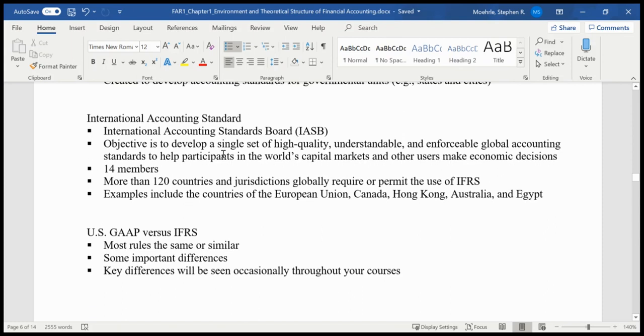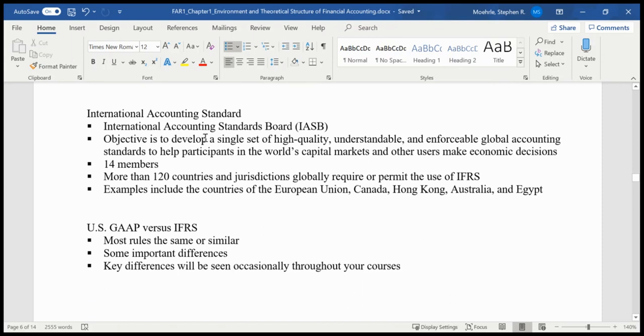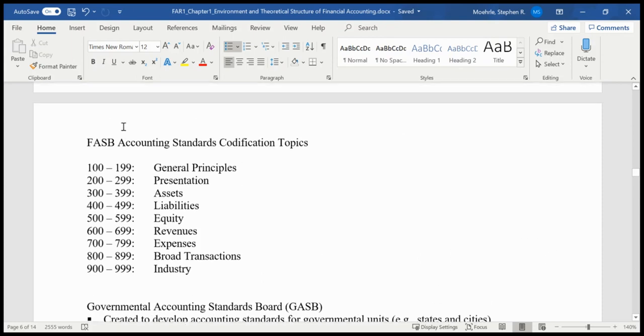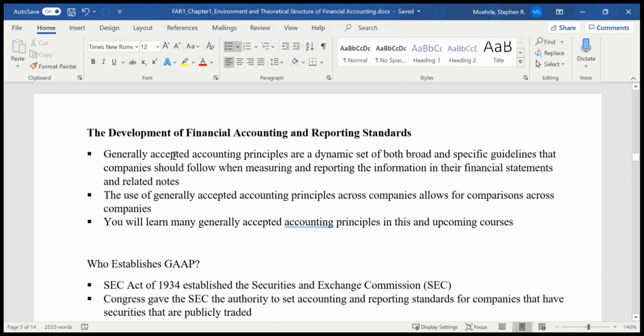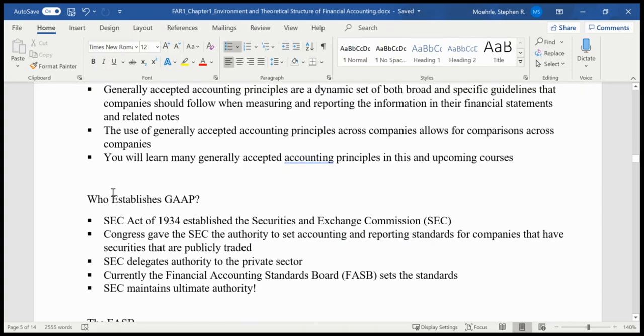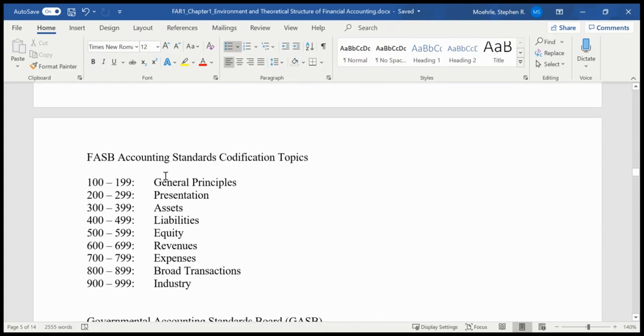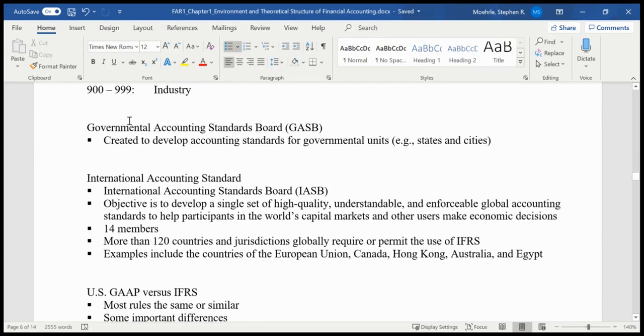There's also an International Accounting Standards Board. Again, remember, this is all under the development of financial accounting and reporting standards. So we asked, who establishes GAAP? These are the entities. The International Accounting Standards Board, as you can imagine, develops the international accounting standards. The GASB, the Governmental Accounting Standards Board, develops the standards for governmental units.